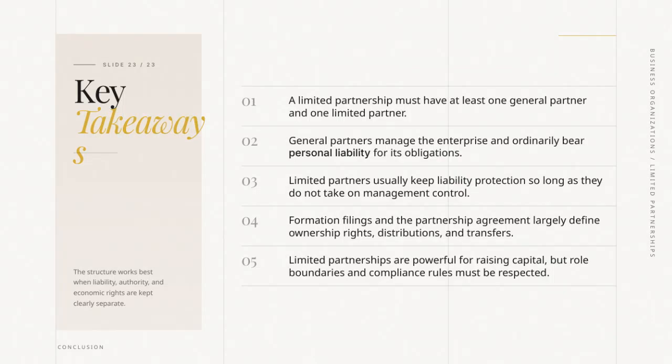To wrap up, the best results come when we clearly separate liability, authority, and economic rights within the partnership structure. Remember, a limited partnership requires at least one general partner and one limited partner. General partners handle management and typically face personal liability for the partnership's obligations. On the other hand, limited partners maintain liability protection, as long as they avoid taking part in management decisions. The key details about ownership, distributions, and transfers are primarily defined by the formation filings and the partnership agreement.